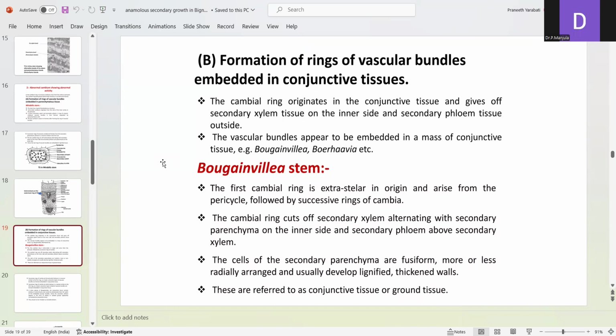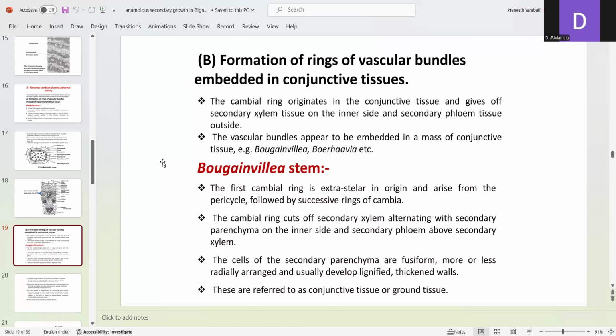So the cambial ring cuts off secondary xylem alternating with secondary parenchyma on the inner side and secondary phloem above the secondary xylem. So how does this cambium behave abnormally? Along with the secondary xylem, it produces secondary parenchyma on the inner side, secondary xylem alternating with the secondary parenchyma towards the inner side, and secondary phloem to the outside.